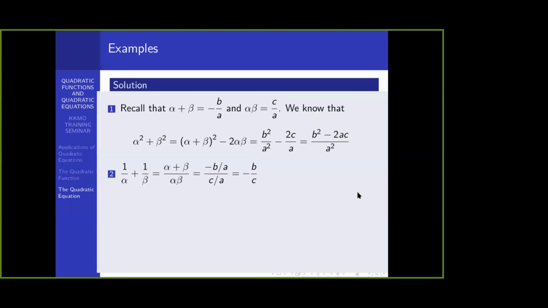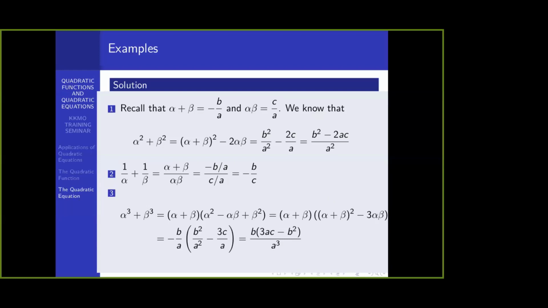So the next one, again, we have to find the value of the sum of the reciprocal of alpha and the reciprocal of beta. So we write this as alpha plus beta divided by alpha beta, and again make the substitutions for the sum and the product of the roots. And this simplifies to minus b over c.